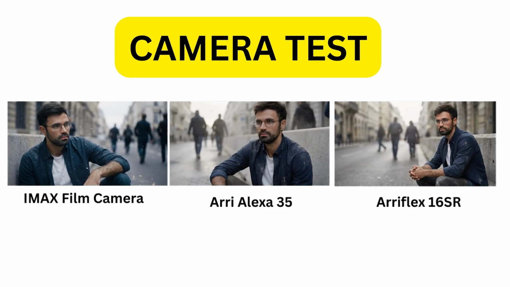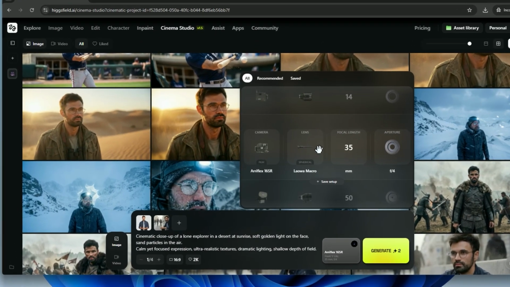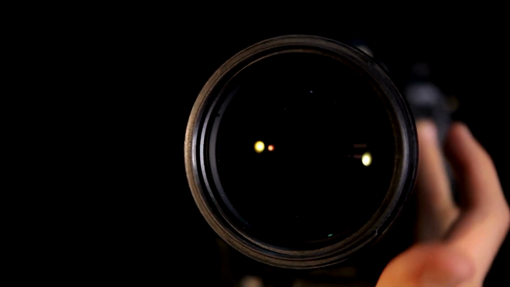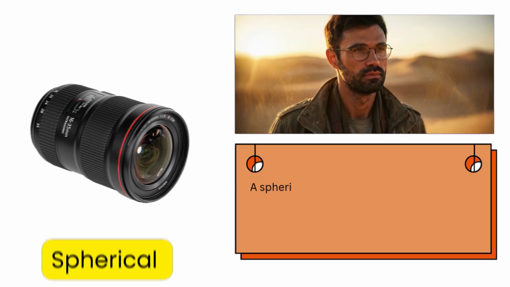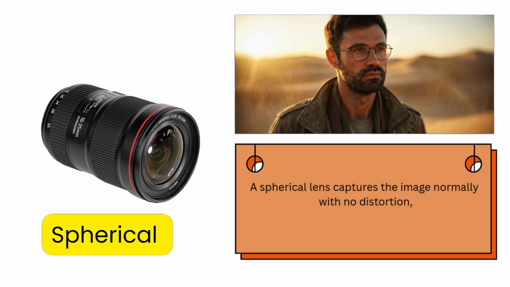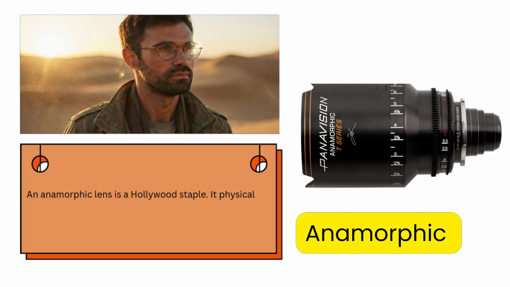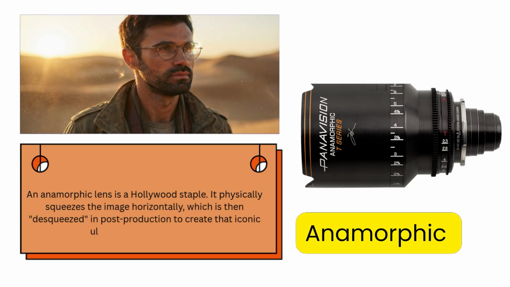Now that we've explored the different camera bodies, let's dive into what truly gives a shot its character: the lenses. Lenses are where the real cinematic magic happens in Cinema Studio. Before we look at the results, it is important to understand the two main types of lenses you can use: spherical and anamorphic. A spherical lens captures the image normally with no distortion, giving you a clean and natural look. On the other hand, an anamorphic lens is a Hollywood staple. It physically squeezes the image horizontally, which is then de-squeezed in post-production to create that iconic ultra-wide cinematic look.